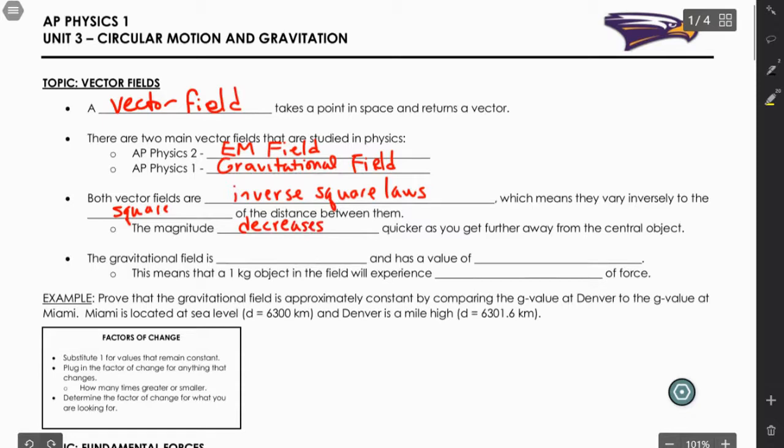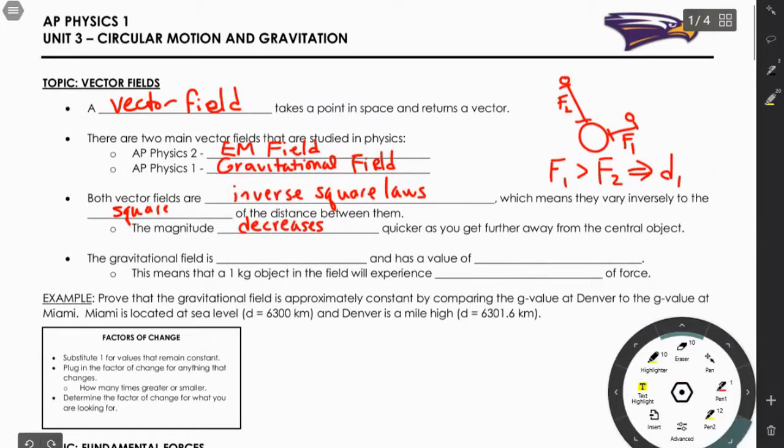If I talk about a central object, and I have one object here, and another object here, the force between these two is going to be much greater than the force between these two. So F1 will be greater than F2 because the distance that 1 is away is less than the distance that 2 is away. And this holds true for electromagnetic force as well as gravitational force.